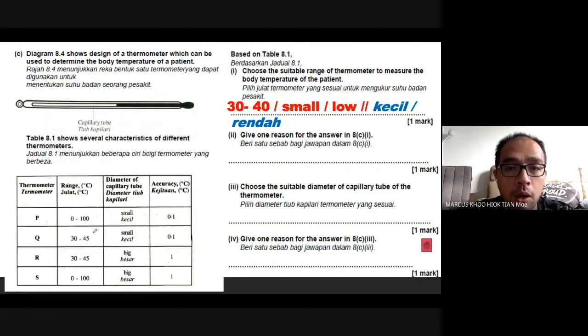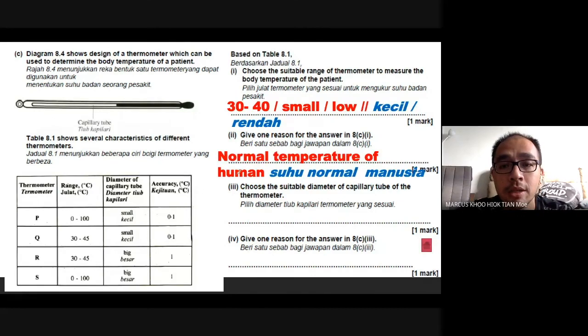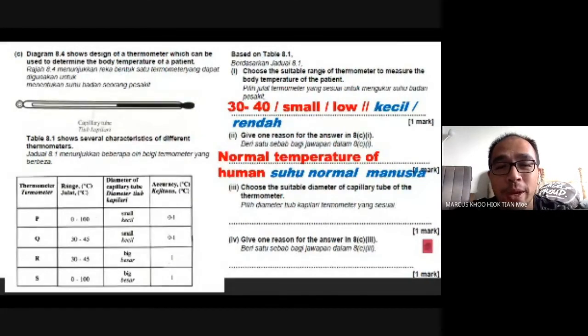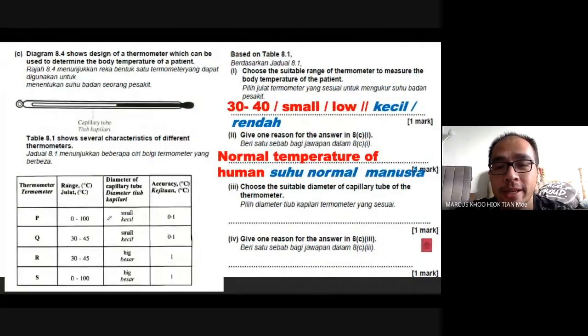Or the low range. And the reason is the normal temperature of a human. What is the normal temperature of a human? How many of you know this? We have taken temperature so many times in the shopping complex, in the supermarket. If until now you still don't know what is your normal temperature, can you answer this? What is the normal temperature of a human? What is the body temperature?